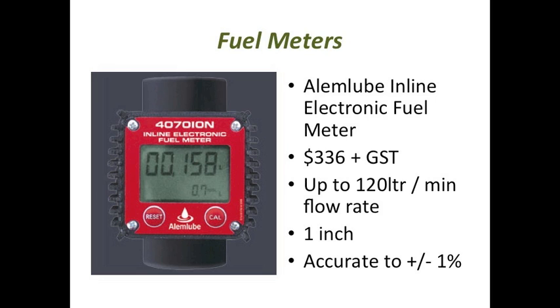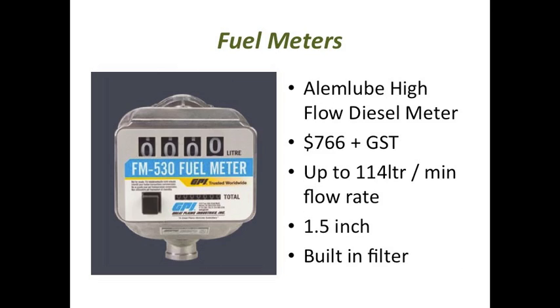Okay, so as you can see, the inline electronic fuel meter has quite a high flow rate and it is really accurate given its electronic display. This would be a great fuel meter for an overhead tank. The high flow diesel meter is a bit more expensive, but it is a more durable unit. You can see it also has a high level of flow rate. This one's got the total litres down the bottom, which is also great for those missing logbook entries.